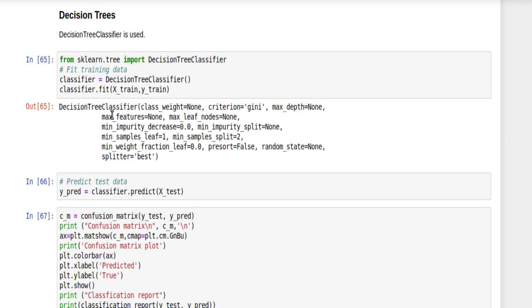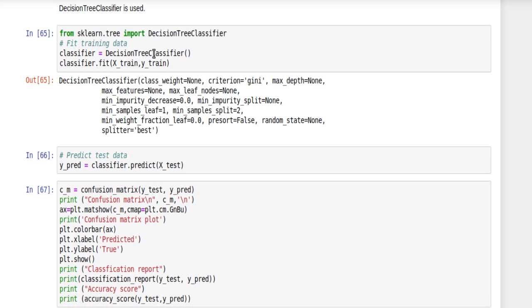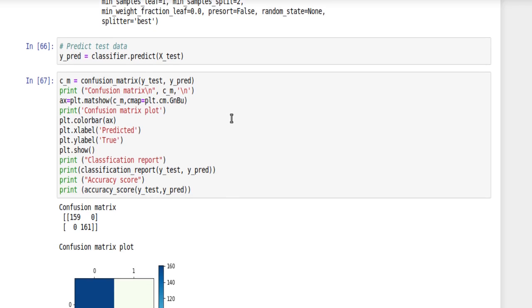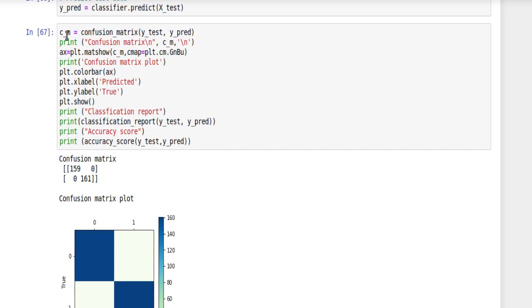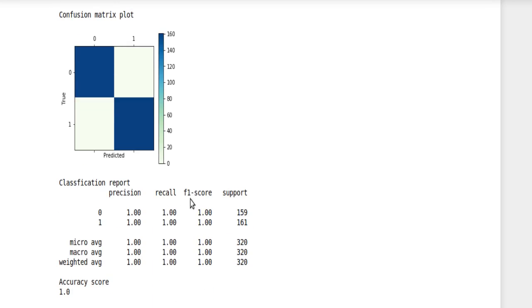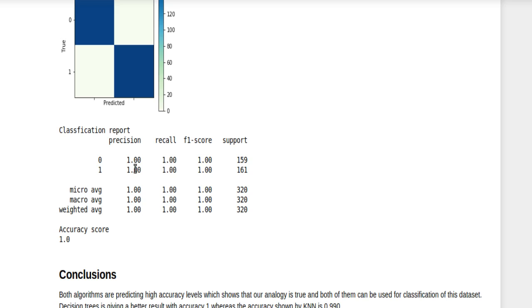Now here we are using decision trees. So we have a classifier, that is decision tree classifier, and again the training set of X and Y we are putting as arguments, and from this we are predicting the test data. And now we have to calculate the confusion matrix, and from this we have calculated the confusion matrix, and this is the confusion matrix plot again. And here we can see that precision is coming out to be 1, recall 1, F1 measure is also 1, and you can see that accuracy is 1.0 and gives 100% accurate result from decision trees.